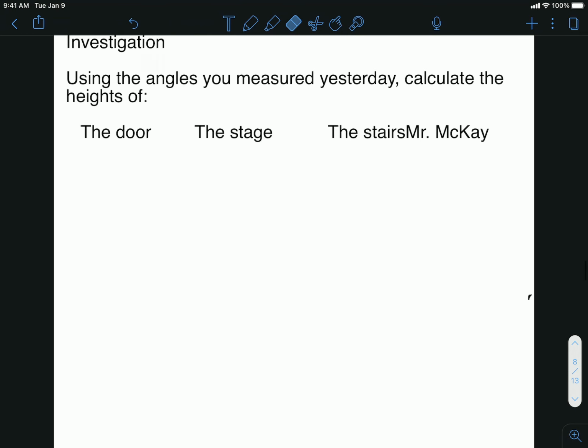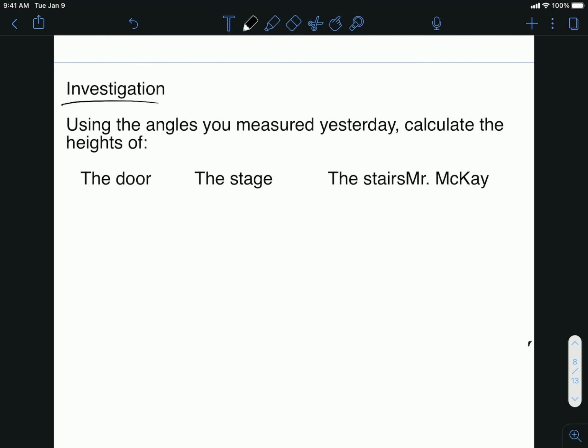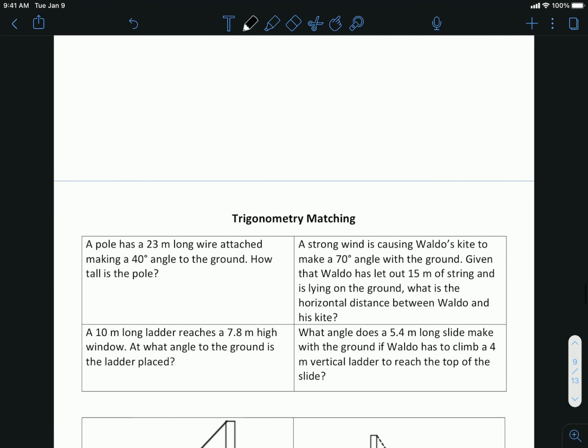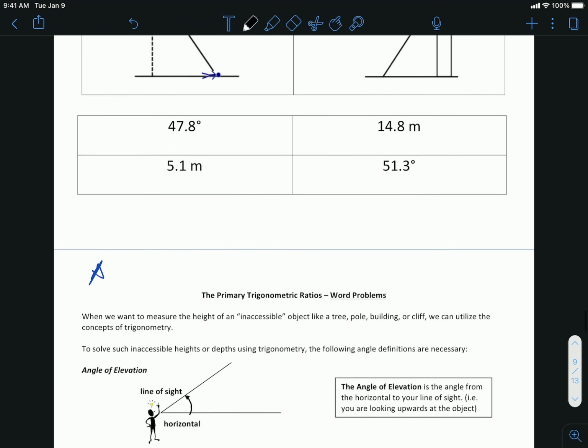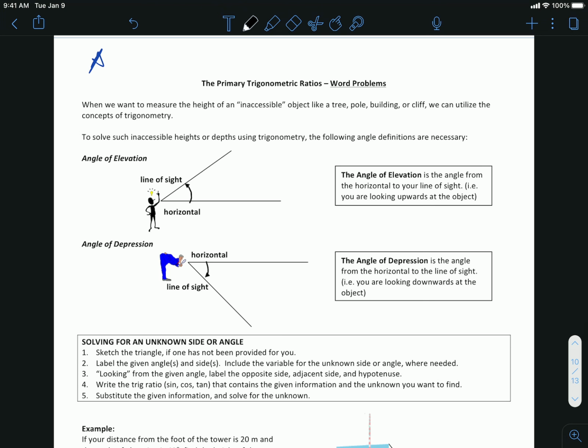So let's go down. We're going to save this. This is kind of fun, actually. We'll do this next week. We'll do this next week too. That's not as much fun, but still interesting. We'll come down here and look at word problems. I might stop the video, actually.